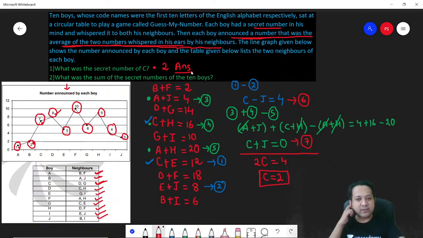Correct? Any doubt in this? What is the secret number of C? Answer is 2. I hope the first one is clear to everyone. First one is clear. Answer is 2. Okay. Let's look at question number 2 now.